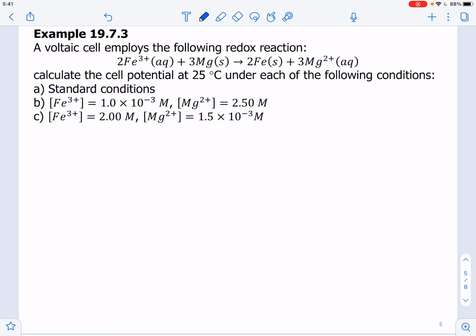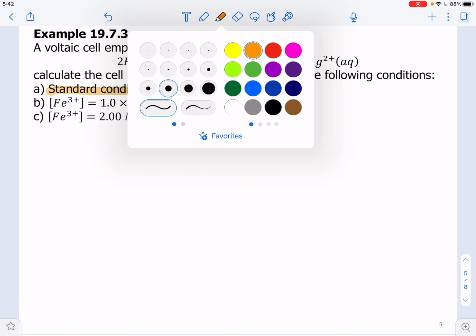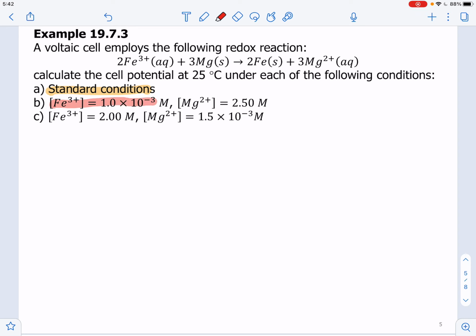Now we have this cell, which is using iron and magnesium. We have the reaction right there, and you are to calculate the potential for this cell under 3 different conditions. Number 1, standard conditions. Number 2, when the concentration of iron is 1 times 10 to the negative 3 and the concentration of magnesium is 2.50 molar. And number 3, when the concentration of iron is 2 molar and the concentration of magnesium is 1.5 times 10 to the negative 3.